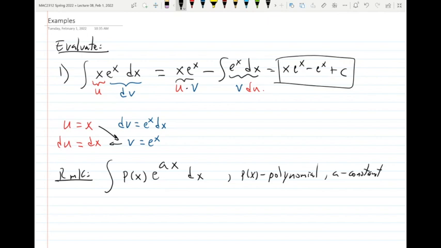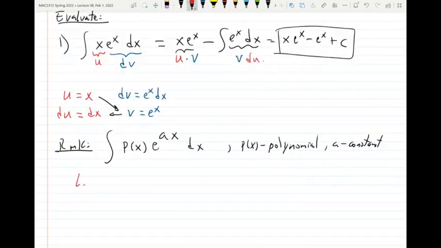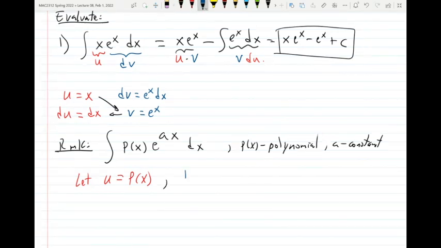But if this was x squared, then this would be a 2x here. But the idea is that that's simpler now. Instead of being x squared, it's x e to the x. You do it one more time and you are done. So you may need to use integration by parts several times. But the trick is that when you have polynomial times exponential, you should always let u be the polynomial and dv be the exponential.